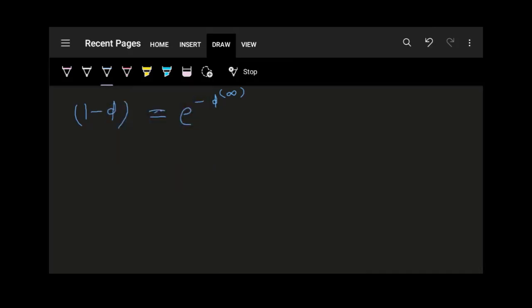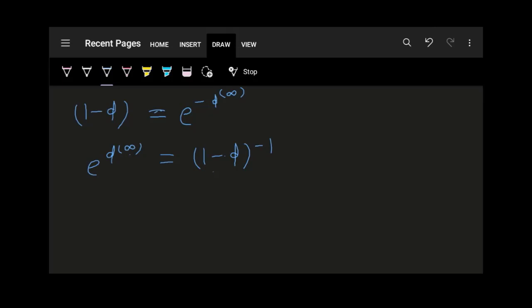Now I am changing the sides, so I can directly get e to the power d infinity equals 1 minus d to the power minus 1. I took 1 minus d below this side and e to the power minus d to the below of this side.